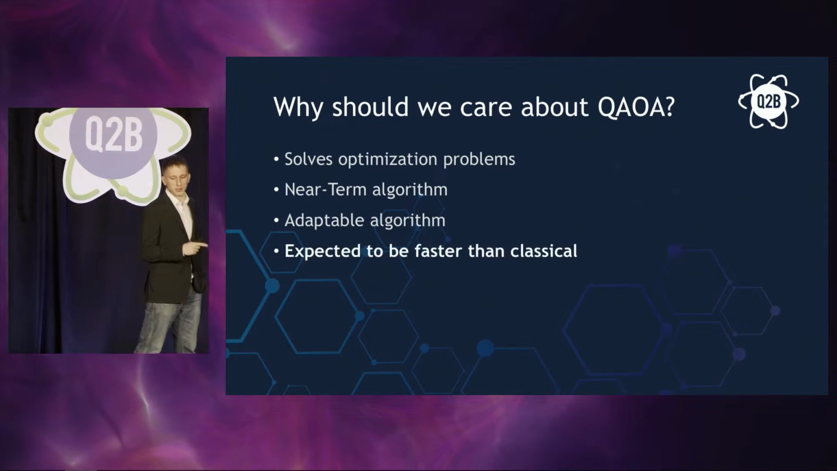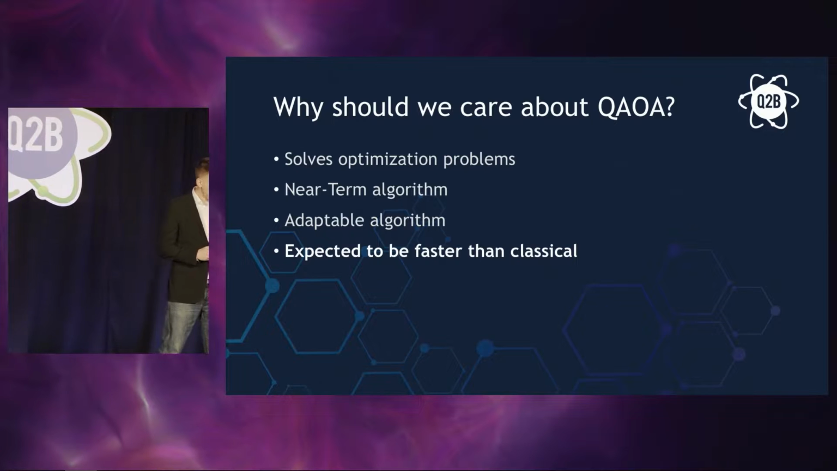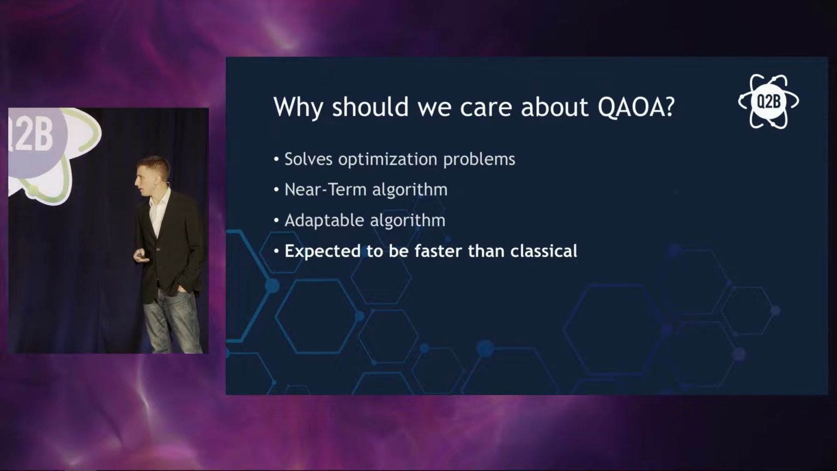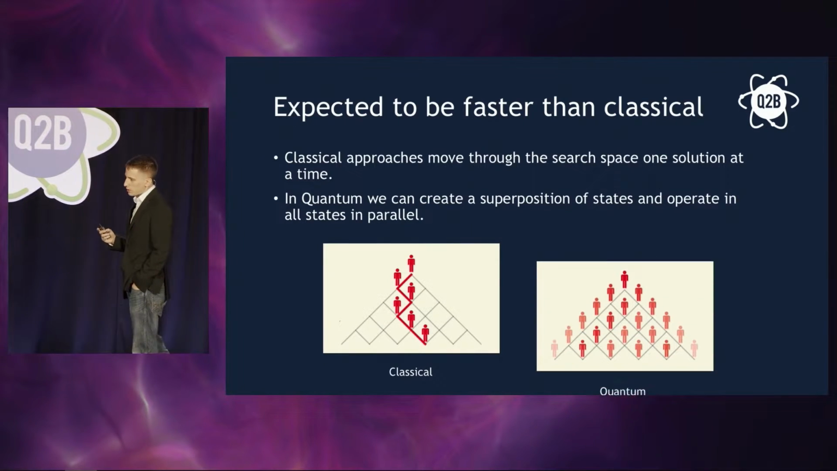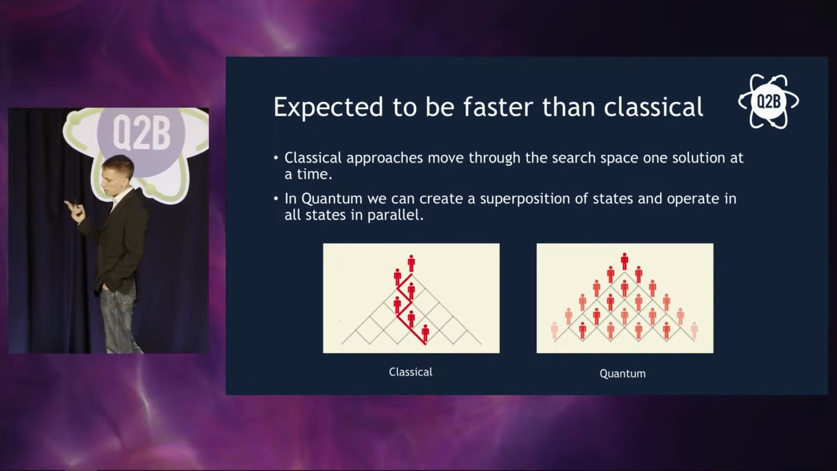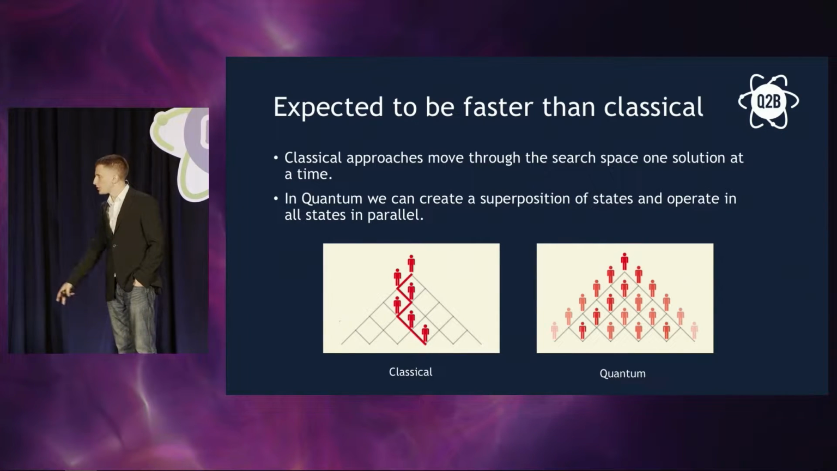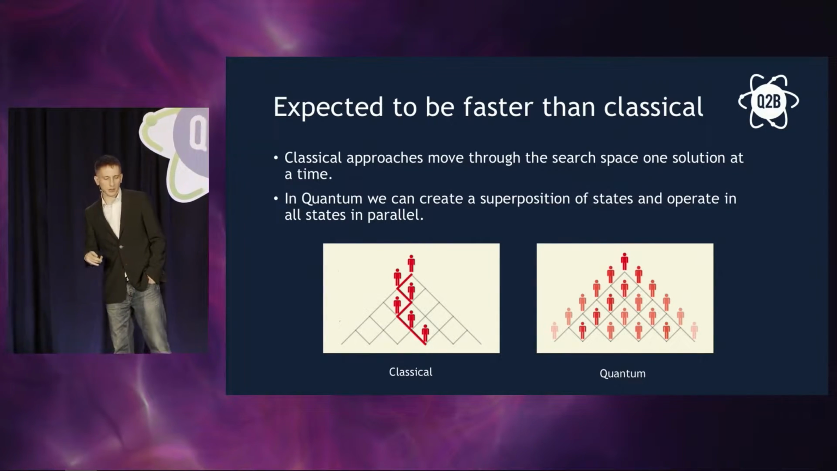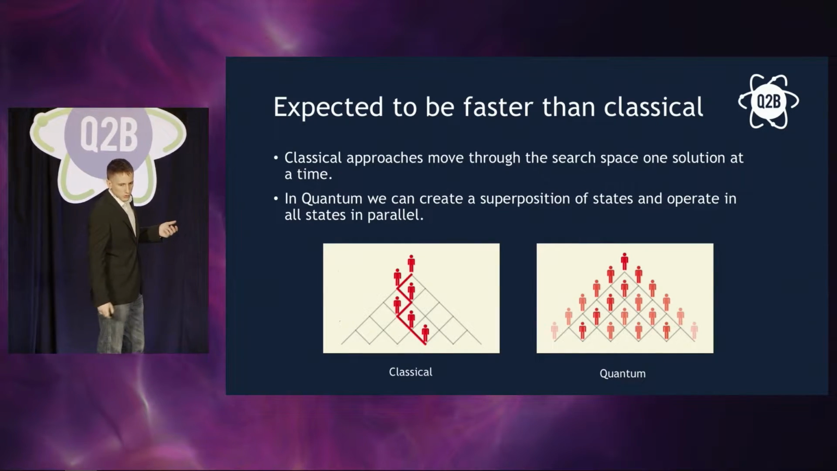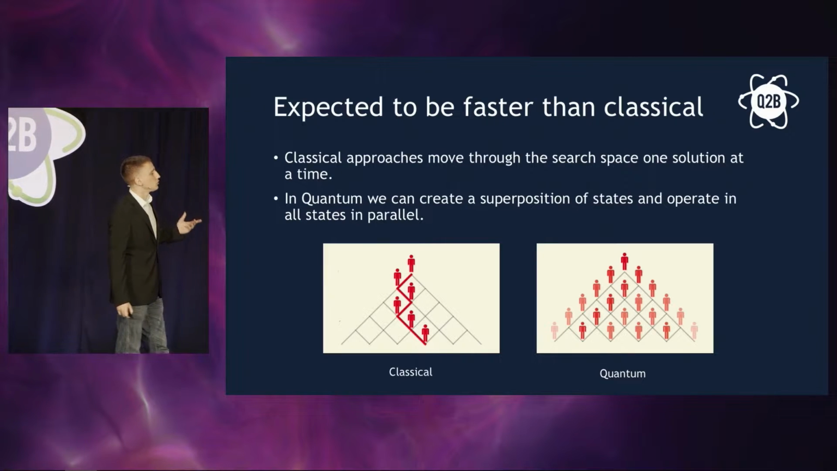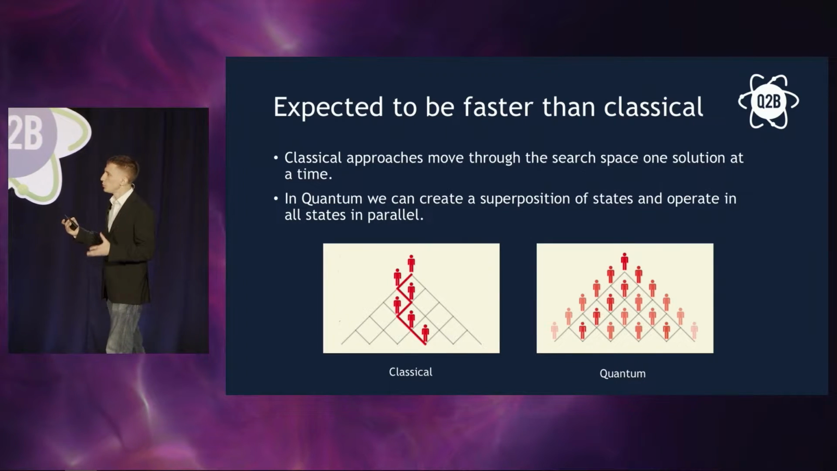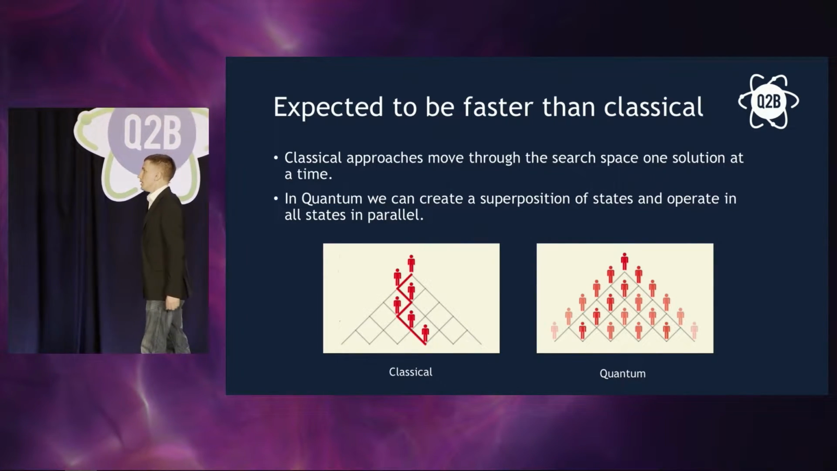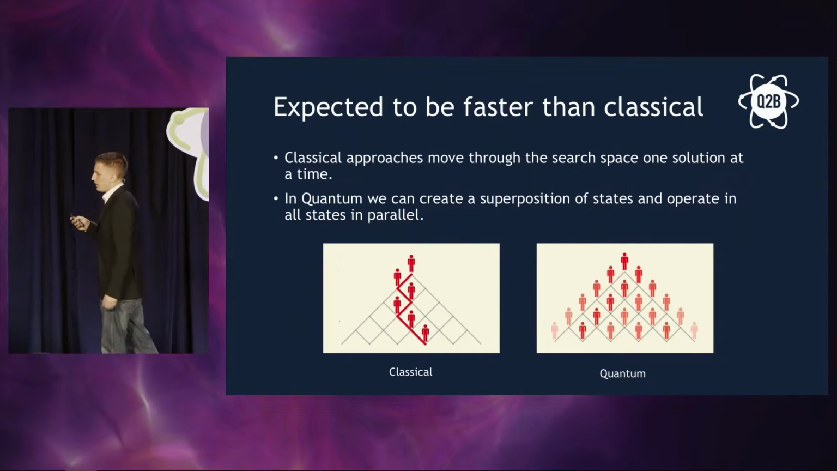And finally, it's expected to be faster than classical. This relates to the point that Wim was making before, and let me elaborate on that a bit. So the idea here is that we're comparing two things, a classical approach and a quantum approach. And here I show two pictures that more or less represent what's happening in each approach. So in the classical approach, we move through the search space one solution at a time, while in the quantum approach, we can create a superposition of states in which we can operate in parallel. This is the intuition that we have about quantum.